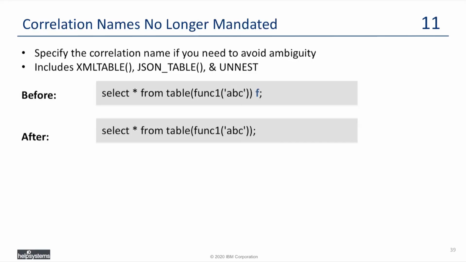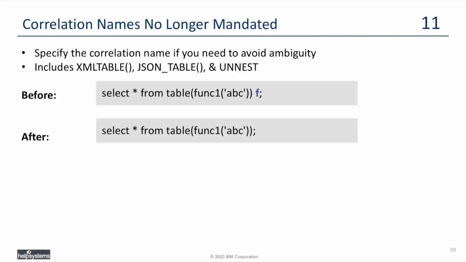A smaller but quite enjoyable enhancement for me is table functions. We no longer mandate that you have the correlation name. The correlation name used to be required. In this example, it's the character F. When you query a table function, we used to force you to name that table function. How do we refer to the columns in that table? Well, in this query, we don't need to refer to the columns because we're not joining with any other table and we don't have any ambiguous references.